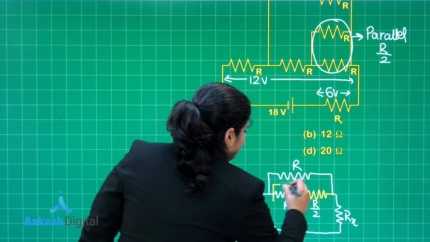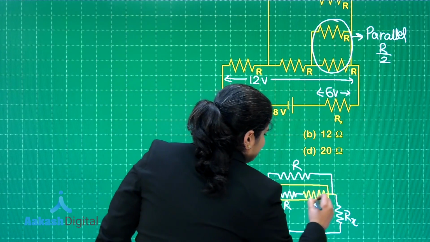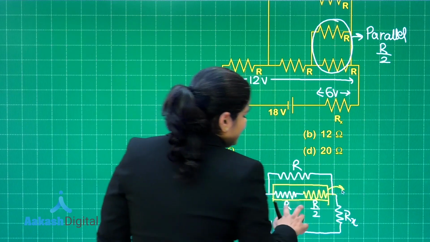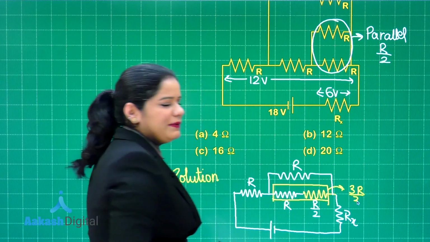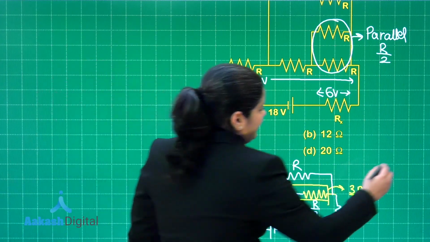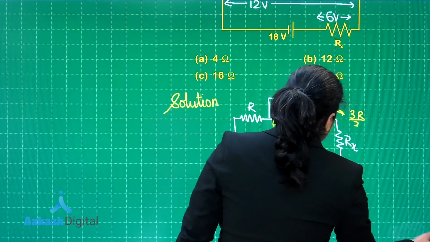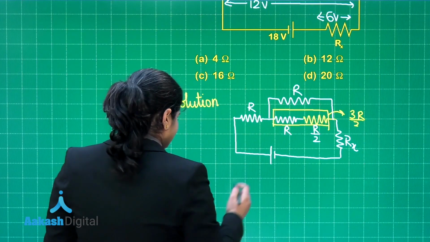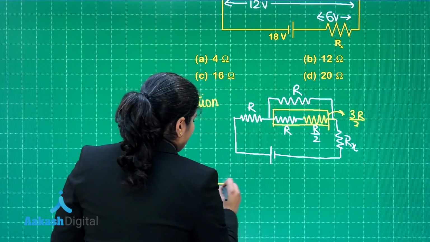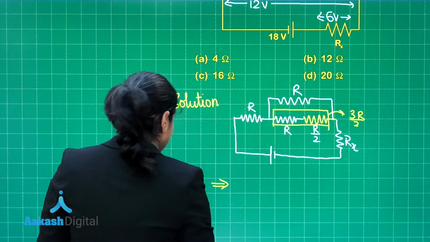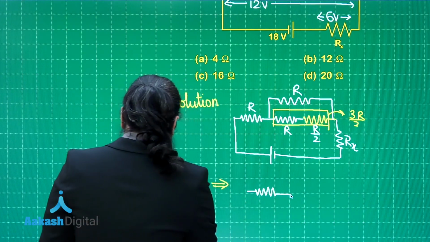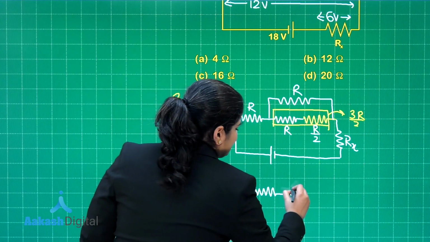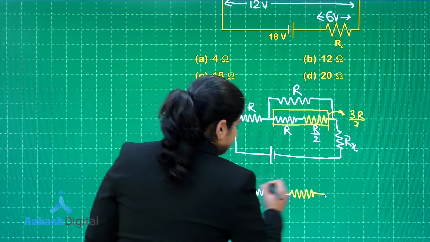Now just see over here. What will be the equivalent resistance of these two? These two are connected in series. So the equivalent resistance will be 3R by 2. R plus R by 2 will be 3R by 2. So simply I can redraw the circuit diagram for this. This can be also redrawn as this resistance. You have calculated the equivalent resistance of these two. I am drawing it with this yellow color.